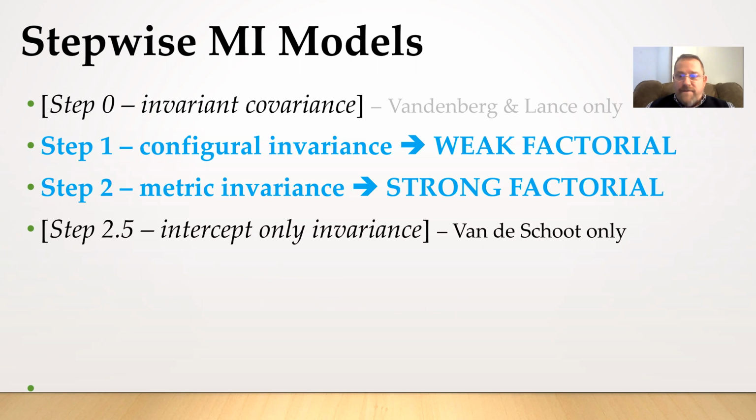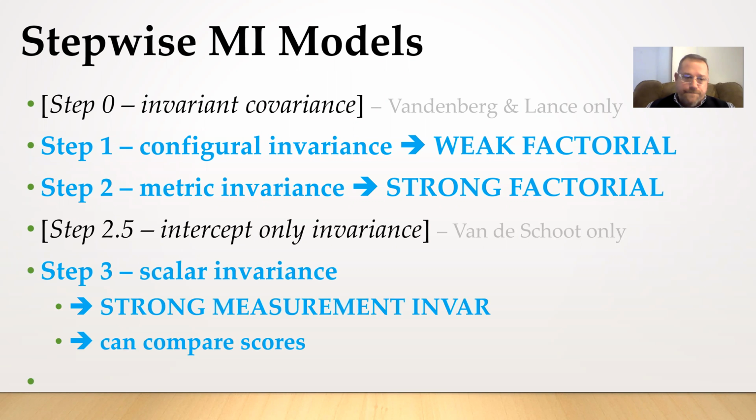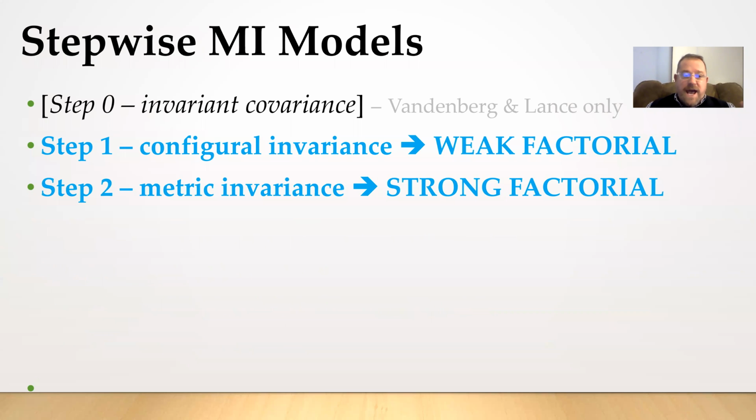But this step 2.5, and one thing I'm going to talk about at the very end of this sort of didactic portion, is if you don't get scalar invariance and you need to try and figure out, do I at least have partial invariance, then this step 2.5 that Van de Schut recommends is actually helpful. But what you typically see, if you see a series of steps, you see step 1 and step 2, configural and metric, and those are the ones by far almost everybody uses.